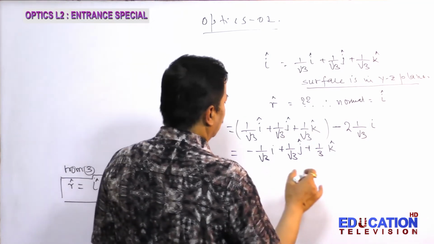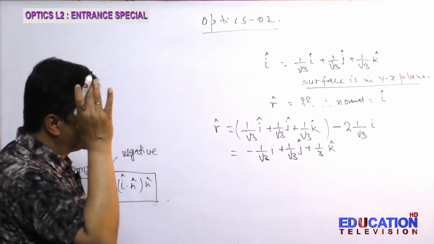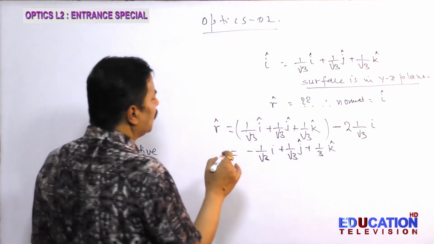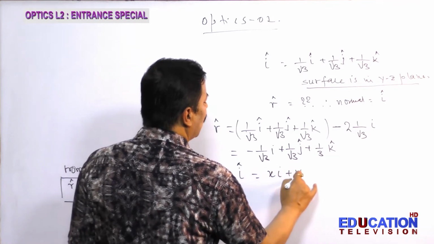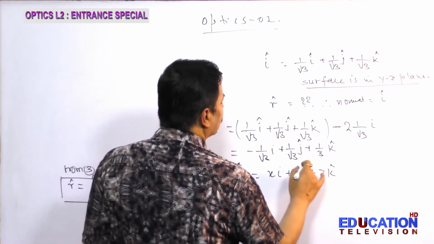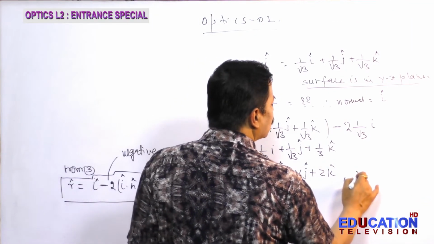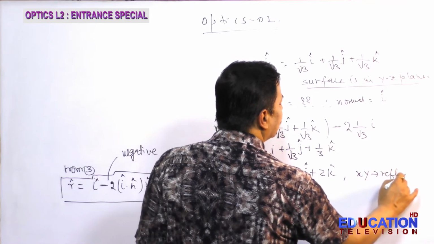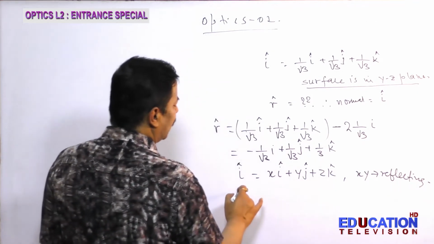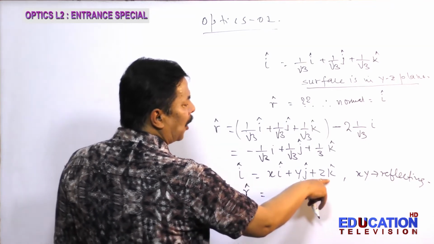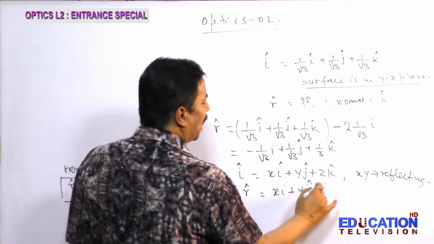This is the thing that we are getting. So what I mean to say here, in general, is that any incident vector along xi plus yj plus zk, with the reflecting surface in the xy plane, will give you a reflected vector in which the perpendicular component is reversed: xi plus yj minus zk.